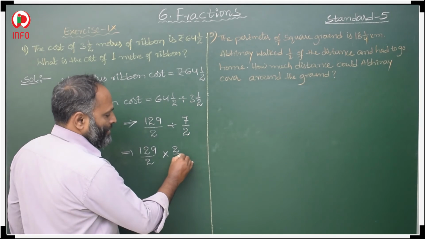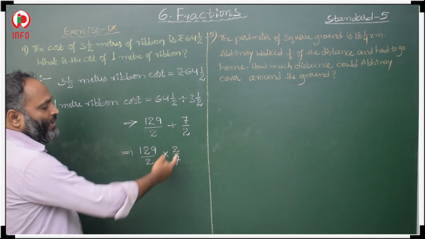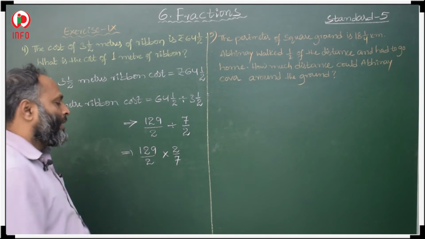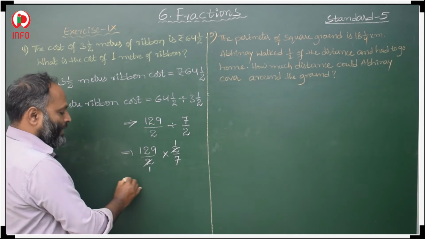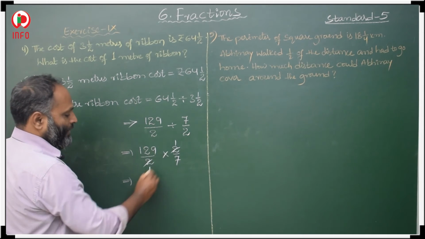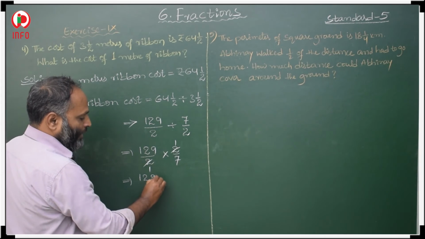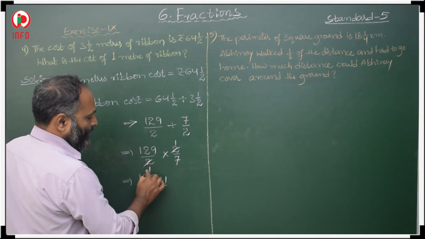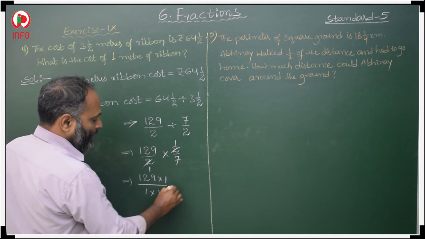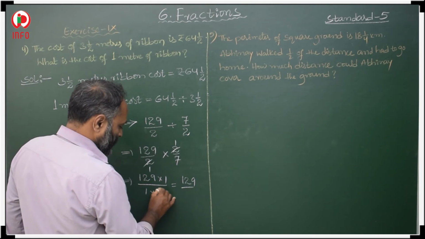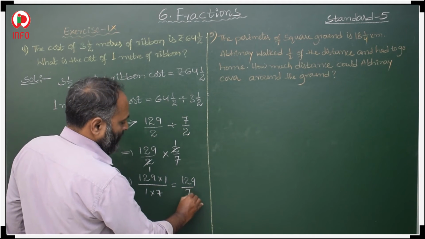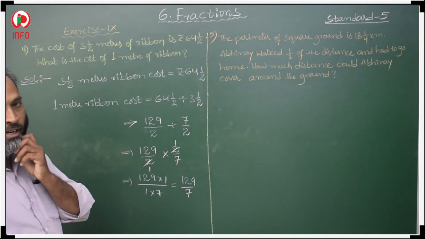Now these 2 and these 2 are divided by 2. They have a common factor 2, 2 ones are 1 and 2 ones are 1. Then after that, numerator with numerator we have to multiply: 129 with 1, and 1 with 7. 129 ones are 129, and 1 seven is 7. So 129 divided by 7.